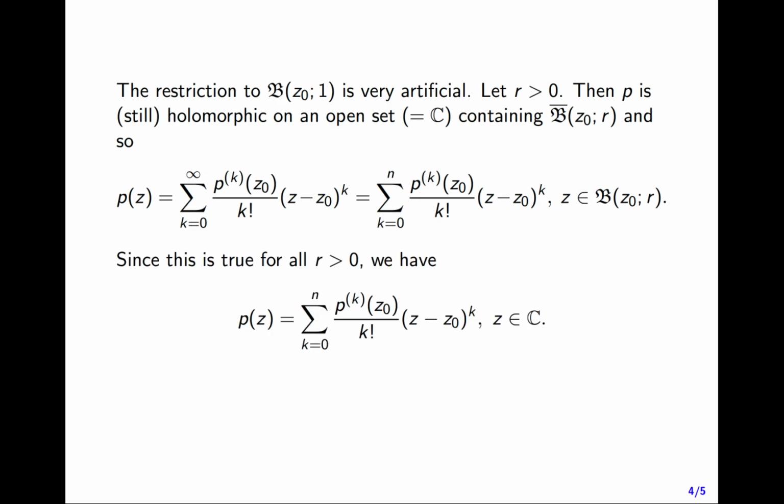And so this representation has to be true really for all numbers r greater than 0. So no matter what z I pick in the complex plane, eventually that z will be contained in some ball centered at z0 of radius r. Just blow up the ball, make it really big. And so I have this representation of p of z as a finite sum of powers of z minus z0.